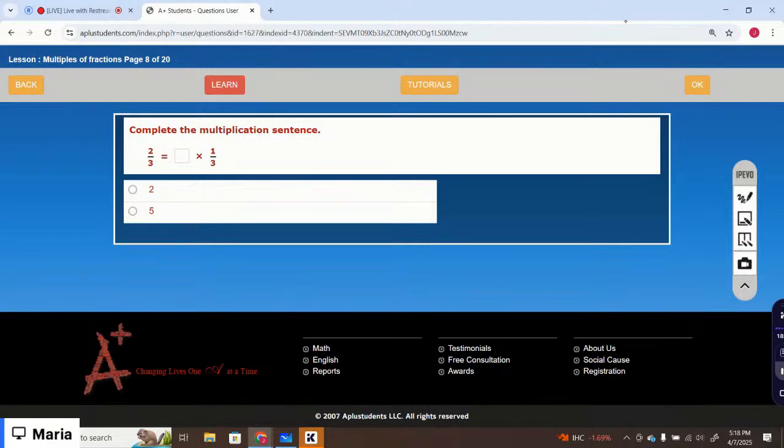That is 2. 2 times 1 by 3. Option number 1 is the correct option.